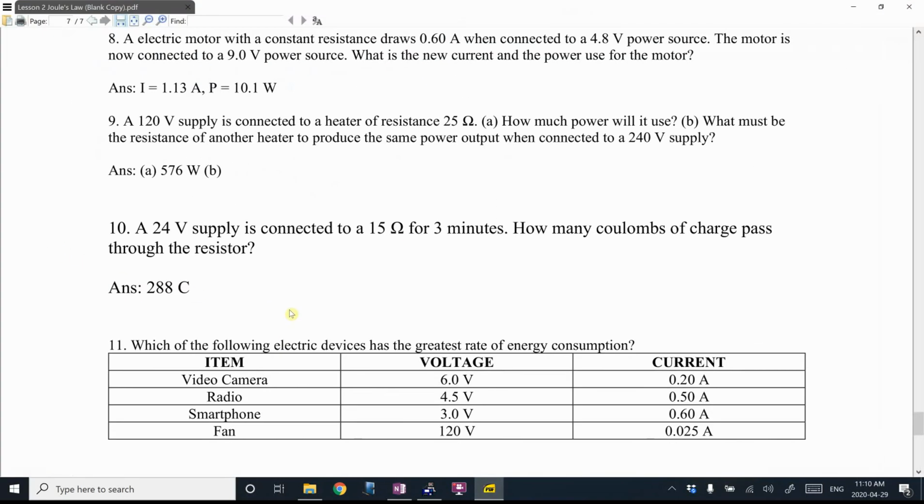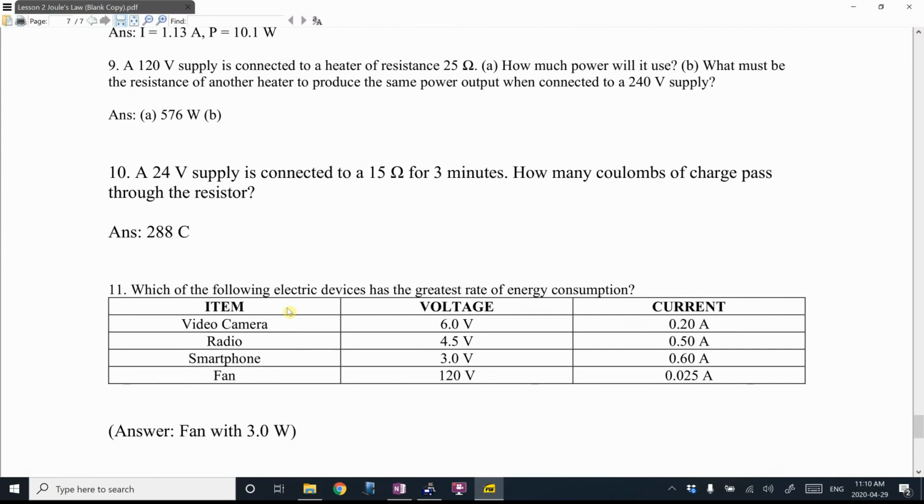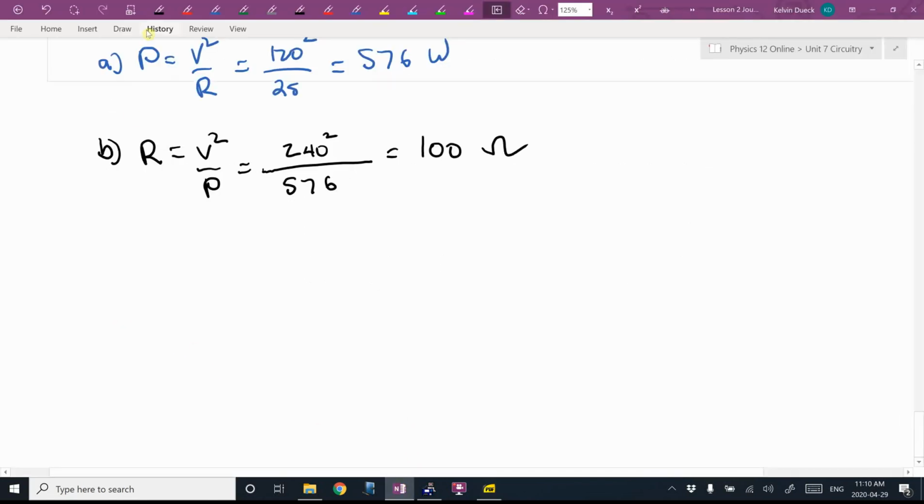Number 10. A 24 volt supply is connected to a 15 ohm resistor. Forgot the word resistor. For 3 minutes. How many coulombs of charge? Oh, okay.